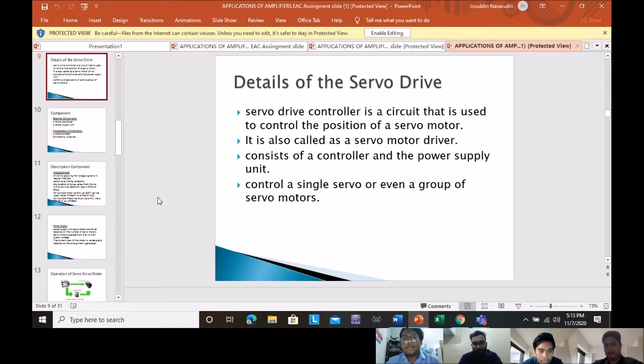Actually, the servo drive controller is a circuit that is used to control the position of a servo motor. It is called a servo motor driver. It consists of a controller and a power supply unit. The servo drive can also control a single servo or a multiple group of servo motors.